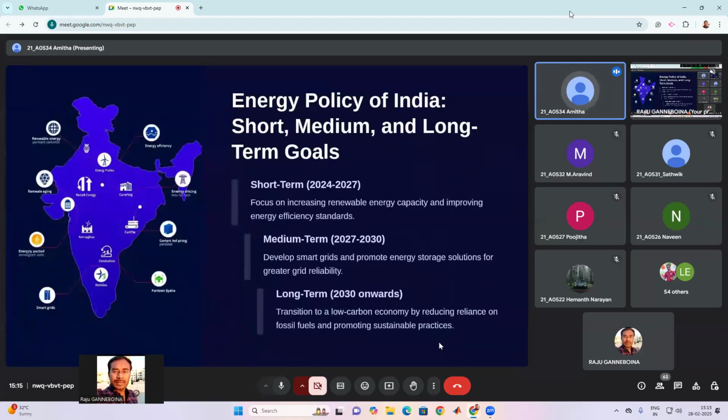Next, long-term goals. These require extensive research and development to implement. This includes transition to a low carbon economy by significantly reducing dependence on fossil fuels, and also scaling up hydrogen and bioenergy adoption as clean alternative sources. And they also promote sustainable energy practices across all sectors, ensuring an eco-friendly energy future.